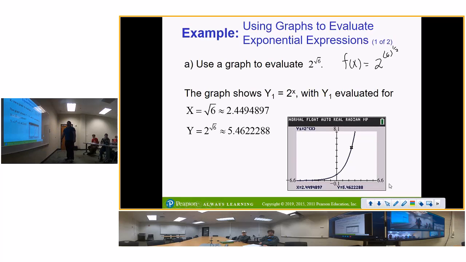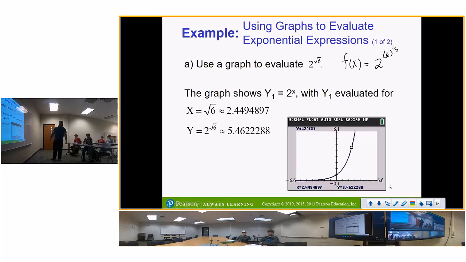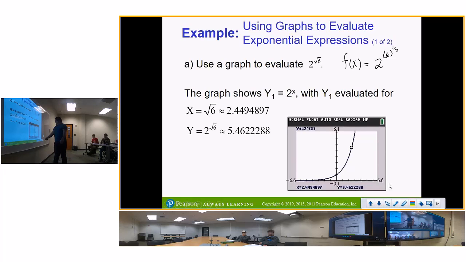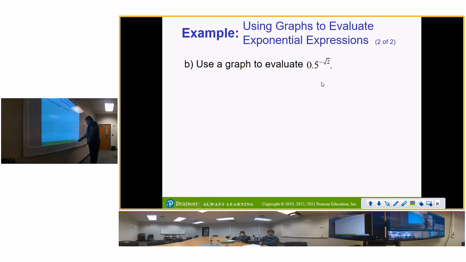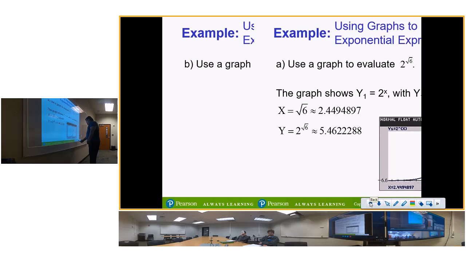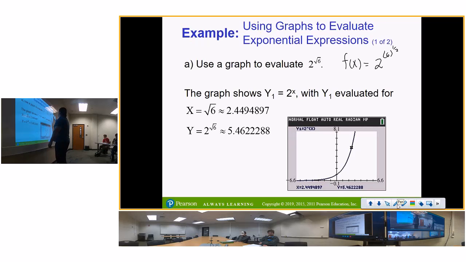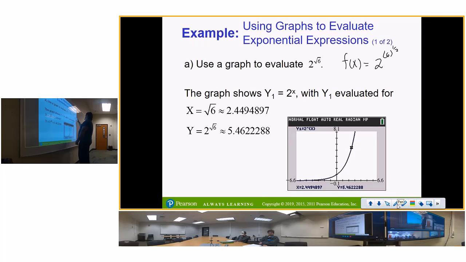So you could do what they're doing. You could say 2 to the 6 to the 1/2 in your calculator. And this is not graphing. They're not graphing this function. I'm sorry. That's why they didn't put the f of x in front of it. They're graphing a point.